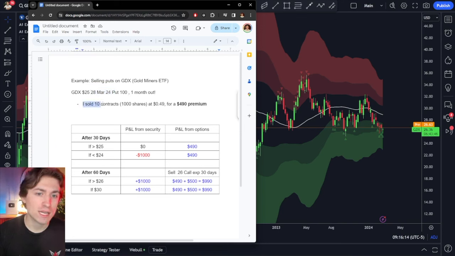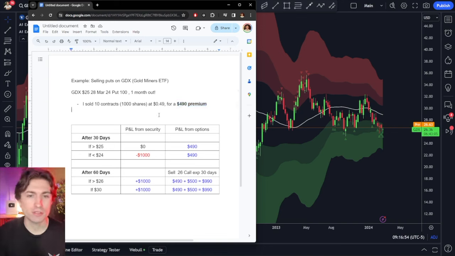Now, I actually sold 10 contracts personally. So the idea here is that I'm willing to buy 1,000 shares at basically the agreed upon strike price of $25. The premium was 49 cents. So 49 cents is what the options buyer, the person who bought those puts, paid. They paid 49 cents per share. So they spent a total of $490 in premium, and that premium went to me. Because I am the option seller, I sold this person this option, and I collected a premium for doing so.